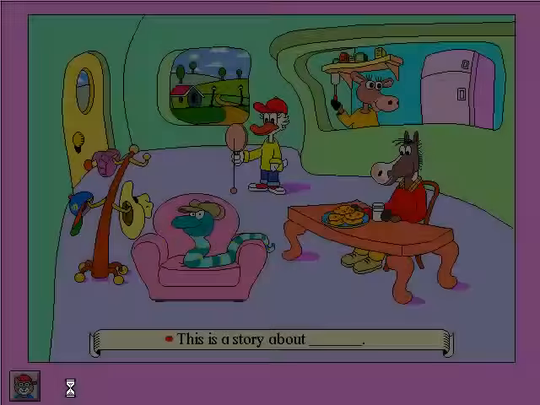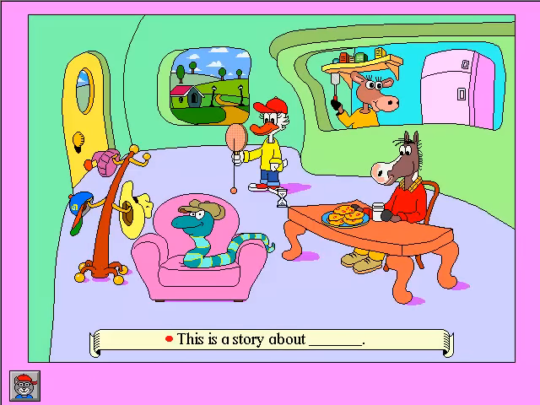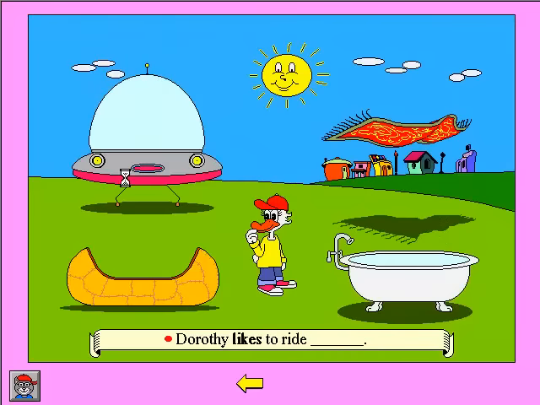You can make a story. This is a story about Dorothy. Dorothy likes to ride in a spaceship. One day, Dorothy traveled to an island. When Dorothy got there, she played the piano.